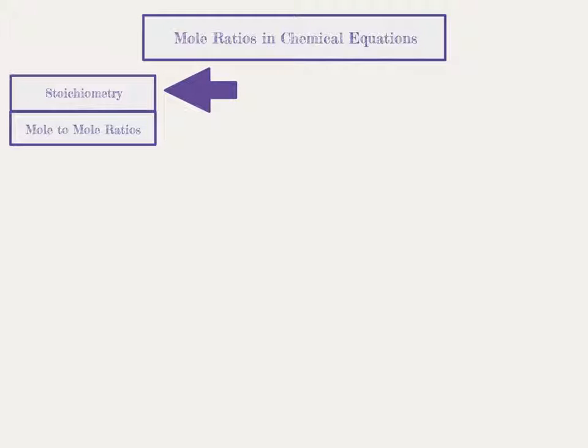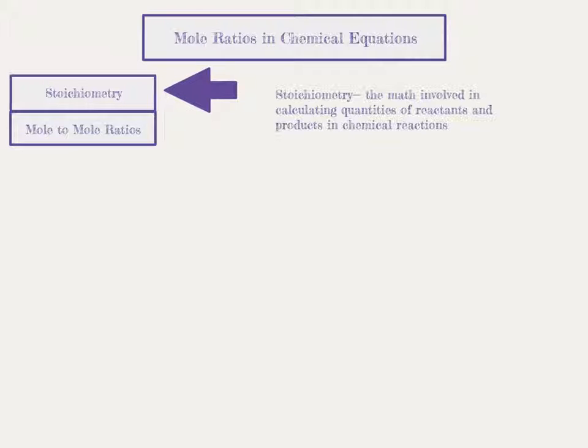One of the main skills we use in chemistry is called stoichiometry. Stoichiometry is really just a fancy name for the math involved in calculating quantities of reactants and products. Let's start with the major new concept, mole-to-mole ratios.